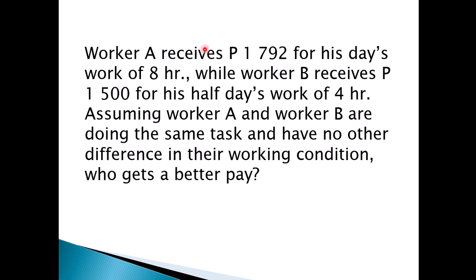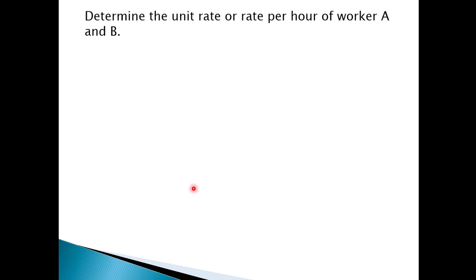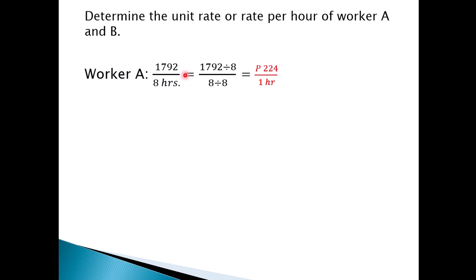And then for our worker A, we have the variable 1,792 for 8 hours. And then worker B, 1,500 pesos for his half day's work of 4 hours. And then let's compare who gets a better pay. Determine the unit rate or rate per hour of worker A and worker B. So let's start with worker A. That's 1,792 over 8 hours. So as we simplify that, that's going to be 224 per hour. So that's the pay for worker A.